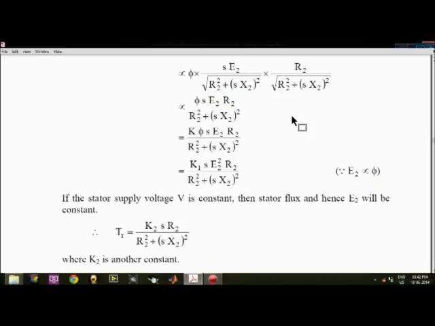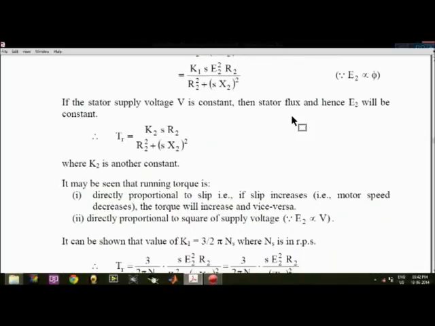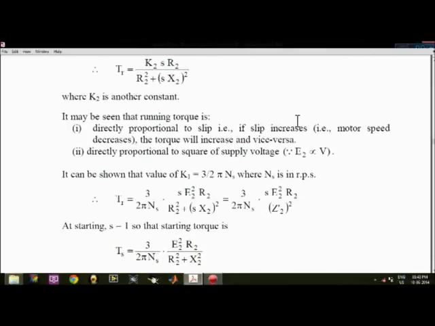If the supply voltage V is constant, then the stator flux and hence E2 will be constant. So we get TR, that is the torque at the running condition, equal to K2 S R2 by R2 square plus S X2 square, where K2 is another constant. Now it can be seen that the running torque is directly proportional to the slip from the above equation.